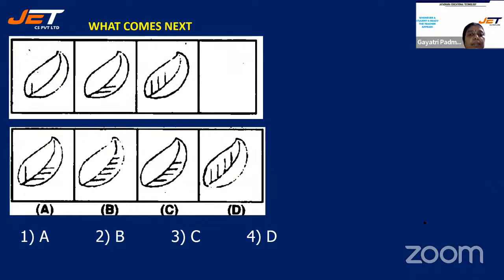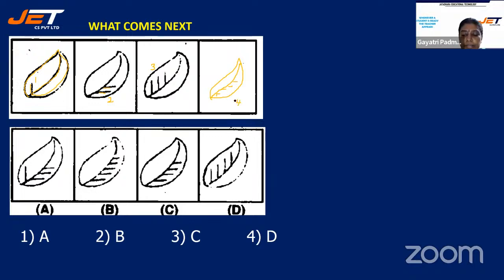So here you have the leaf. This leaf contains only one center part everywhere. But in the first figure you have left 1, right hand side 2, left hand side 3. So the next should be right hand side 4. 1, 2, 3, 4. Logically, if you do that, that should be the right answer.